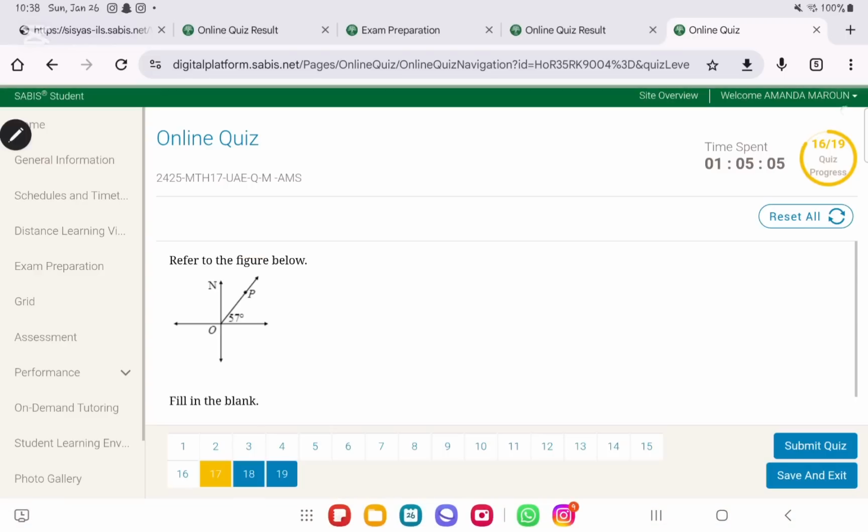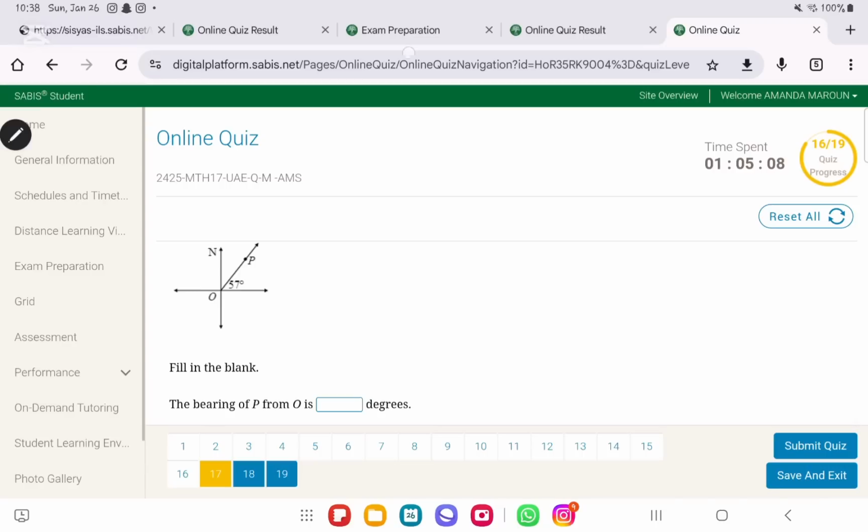Moving on to question number 17. This is a simple question. They need the bearing of P from O. Very simply, this is 90 degrees. You are going to subtract this angle over here, which is 57, from 90. So 90 minus 57, you are going to get an answer of 33 degrees.